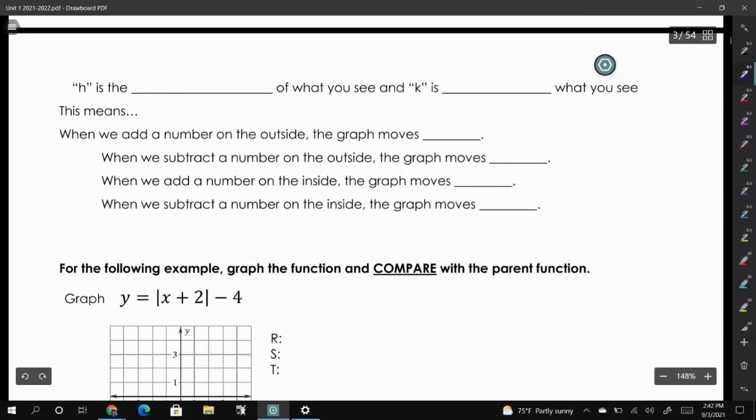All right, I want to go over what h and k do in our absolute value mother function. So the h moves our graph left and right, and it was always the opposite of what you saw. And k, the number on the outside of the absolute value, always moved the graph up and down, and it was exactly what you saw. So when we add a number on the outside, the graph moves up. When we subtract a number on the outside, the graph moves down.